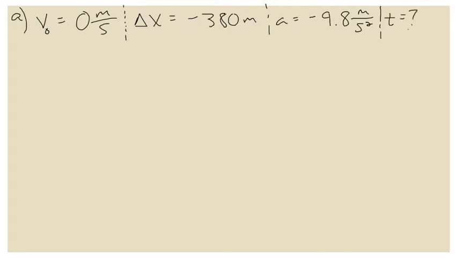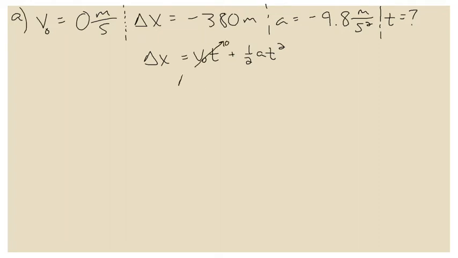Now, looking at the list of variables that we have and looking at the thing we're looking for, there's only one equation that suits our needs. And that would be the displacement equation. Delta x equals v naught t plus 1/2 at squared. This equation is your go-to free fall equation because the initial velocity is 0.